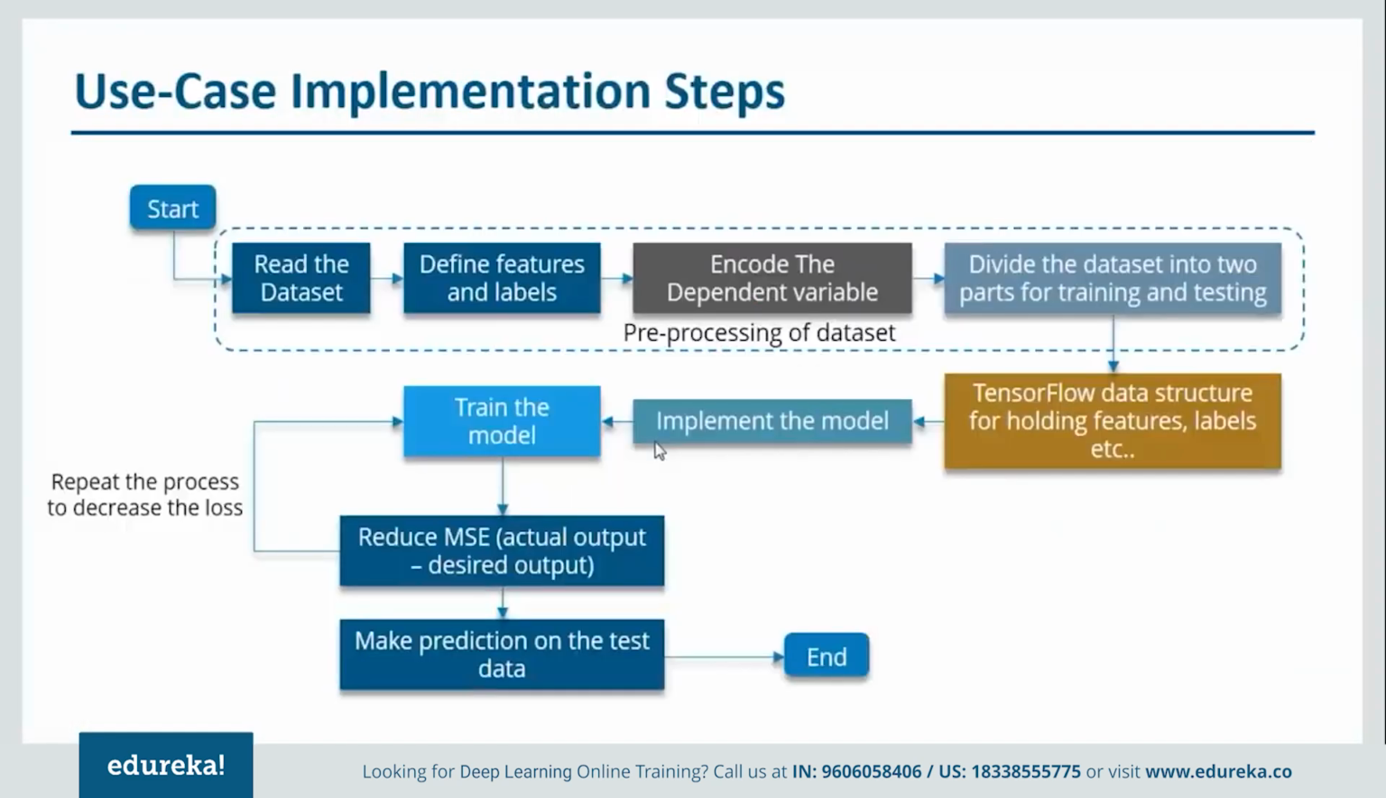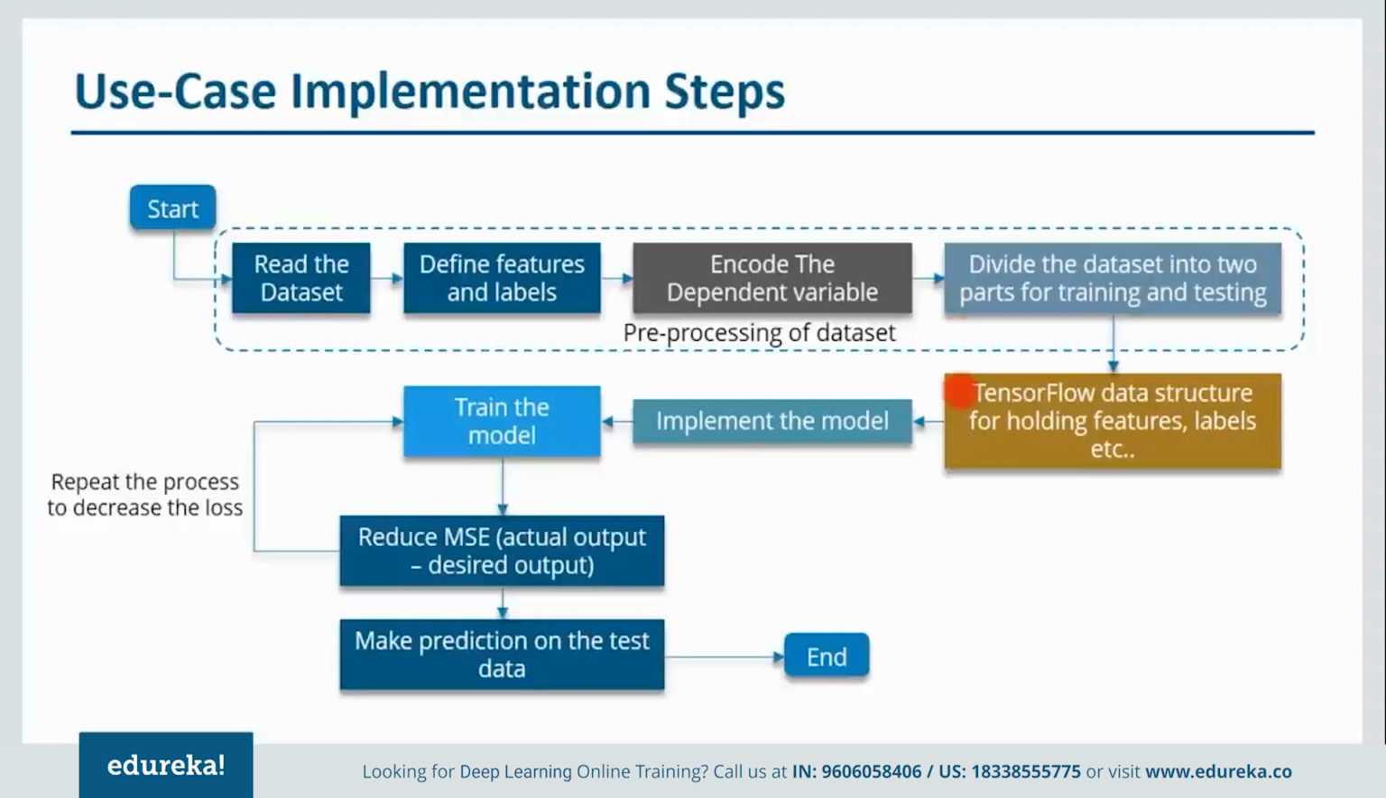So guys, let's move forward and we'll see what are the various steps involved in order to implement this use case. So over here we'll first begin by reading the data set that we have. We'll define features and labels. After that we are going to encode the dependent variable. And what is a dependent variable? It is nothing but your label. Then we are going to divide the data set into two parts, one for training, another for testing.